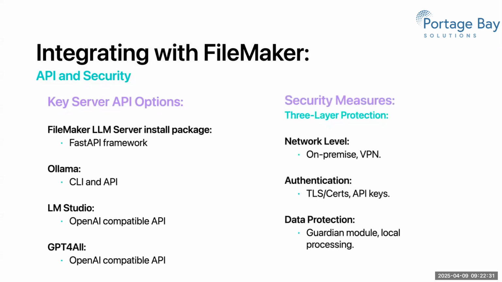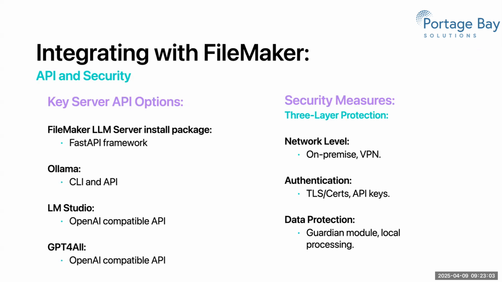To connect, you need an API endpoint. FileMaker server package leverages the Fast API framework. Ollama provides a CLI configuration and API endpoint with its installation, with additional GUI and API key management provided by hosting an Open WebUI instance. LM Studio has an intuitive GUI with a built-in server mimicking OpenAI's API, and GPT4All provides a polished desktop GUI, CLI, and REST API endpoints that are all built in. With that, security is crucial.